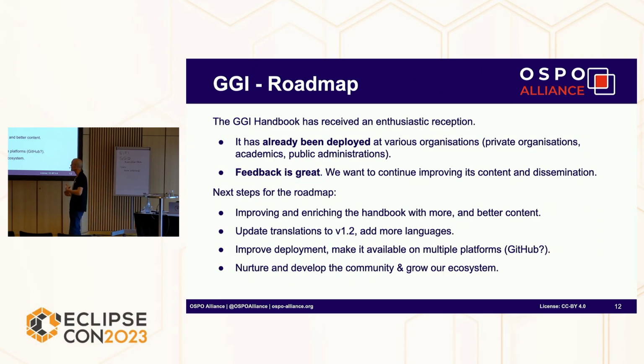And we are looking at implementing a GitHub deployment. Right now that works only on GitLab, but you can deploy it on any GitLab. And we aim to work on GitHub. So same principle, you will have a GitHub repository that you can just clone and do the same thing, so deploy the GGI for your organization, either on github.com or on your own GitHub instance.